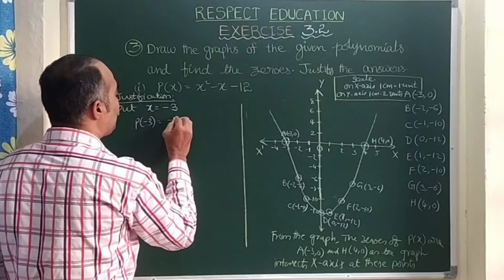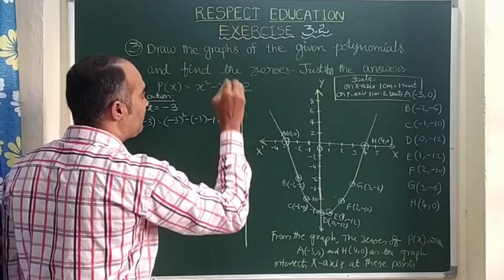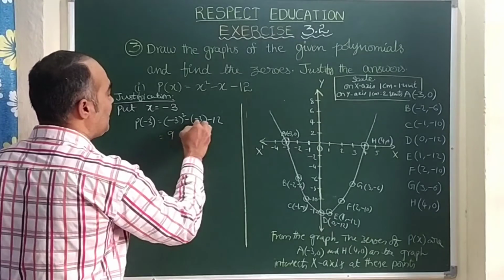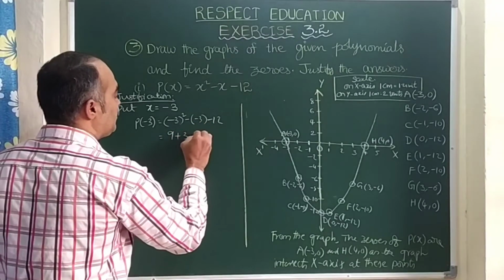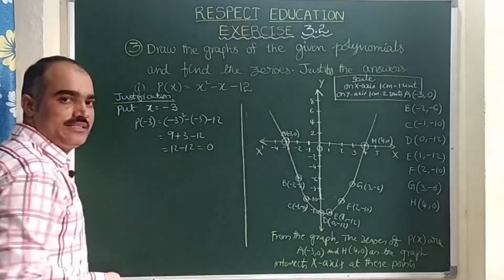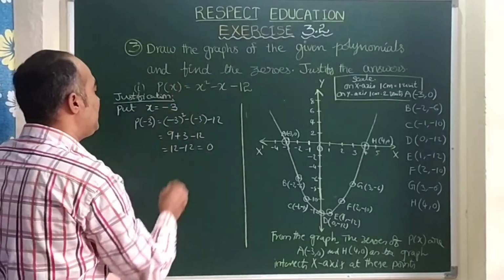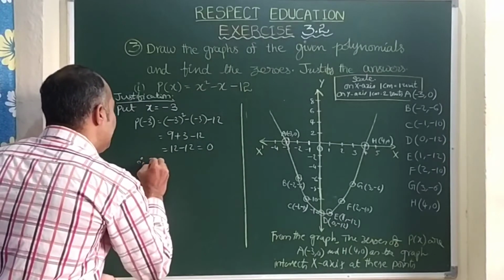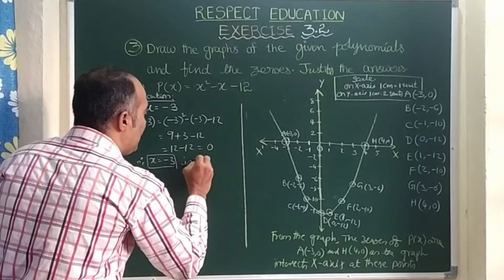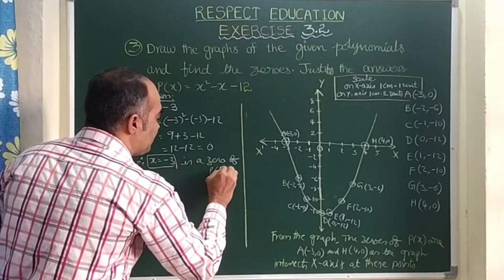P of minus 3 is minus 3 whole square minus of minus 3 minus 12. In place of x I am writing minus 3. Minus 3 whole square is plus 9. Minus of minus 3 is plus 3. Then minus 12. This is 12 minus 12, it is 0. See here children, minus 3 made the given polynomial 0. Therefore, x equal to minus 3 is a zero of the given p of x.